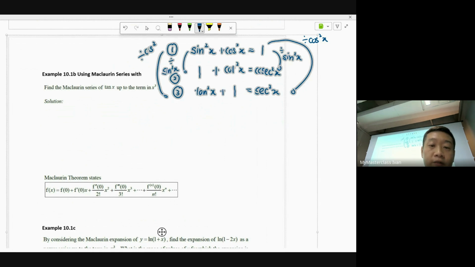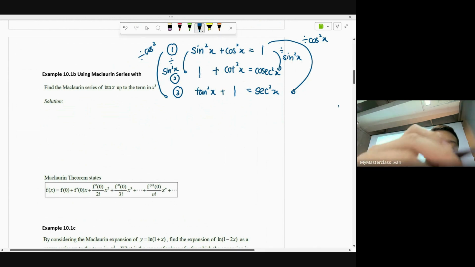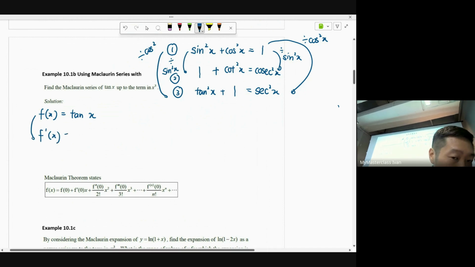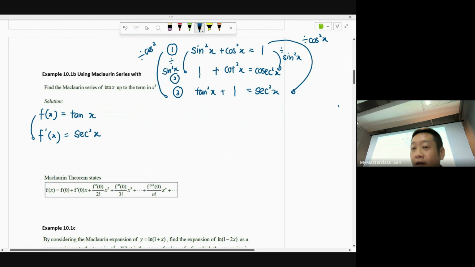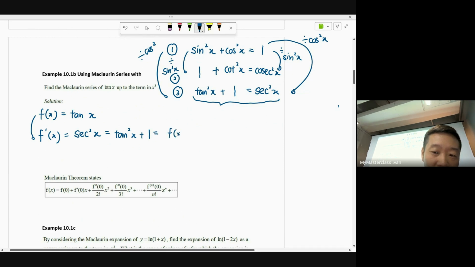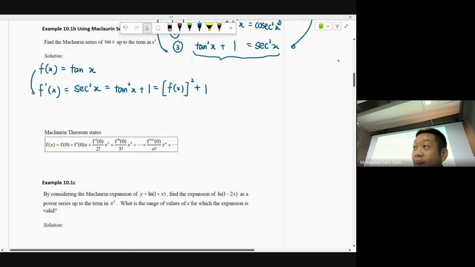Use the Maclaurin series to find tangent x up to x cubed. Okay, so how do you use the Maclaurin? Always the first step: f(x) is equal to tangent x. Differentiate tangent, tell me. Differentiate tangent: secant squared x. Secant squared x is actually equal to tangent squared x plus 1. Can you see over here? What is tangent squared x? That is f(x), the whole thing squared. Okay, this part can understand?